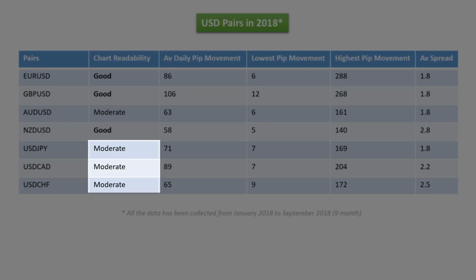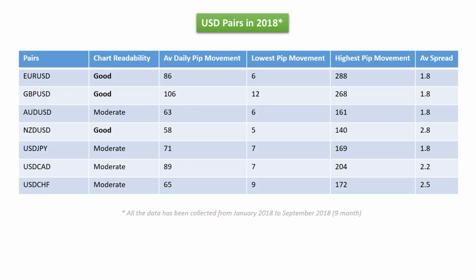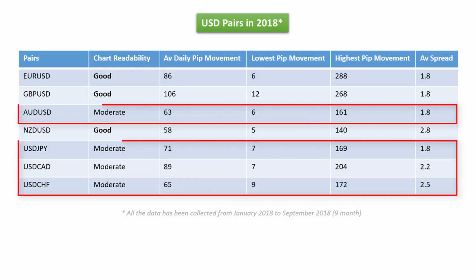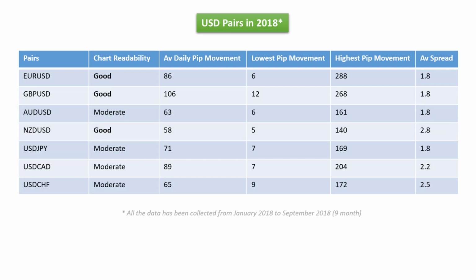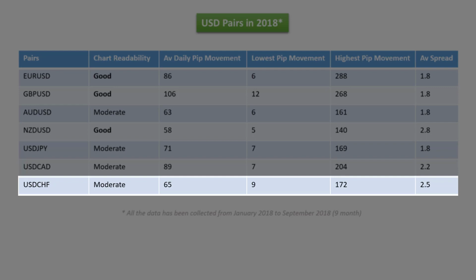Now what does the moderate chart readability status indicate? These are the currency pairs which also have smooth and clear price action charts, and the price movement is also predictable, but are less volatile and tradable than currency pairs like Euro USD and GBP US dollar. You can trade these currency pairs if you find profitable trade setups in these charts. For example, the last currency pair in this table is the USD CHF, which moves for 65 pips in each day on average.